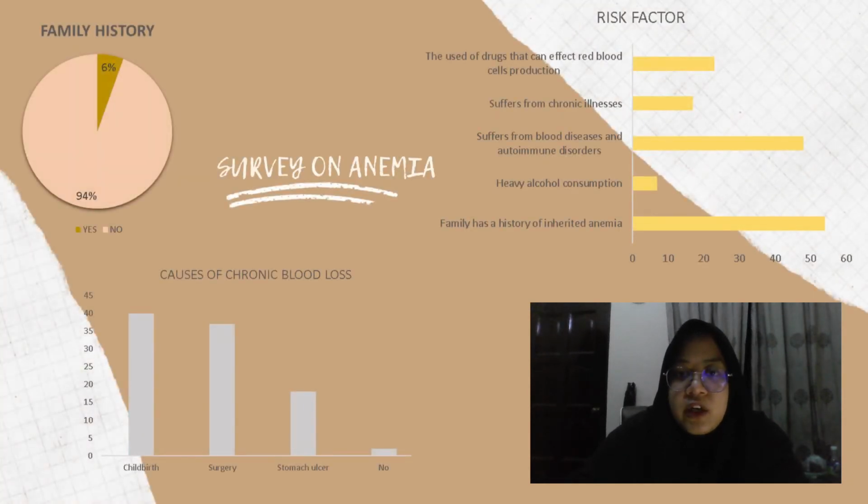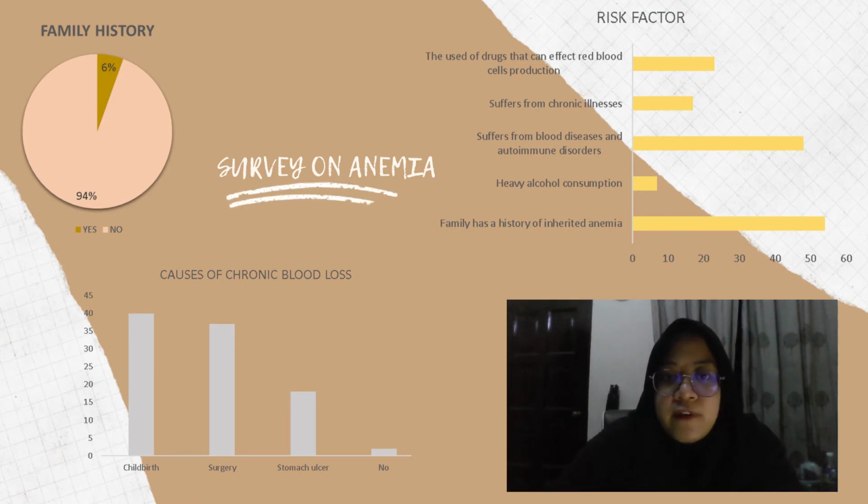We continue to the family history of suffering anemia. 94% of the respondents' family history did not suffer from anemia, while another 6% have a family history of anemia. Next, from the survey, 56.3% of respondents agreed that childbirth plays a big role as a cause of chronic blood loss that causes anemia. It was followed by surgery at 52.1%, stomach ulcer at 25.4%, and the rest at 1.4%.